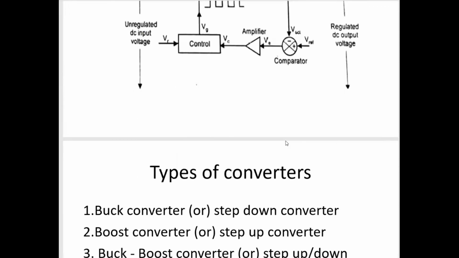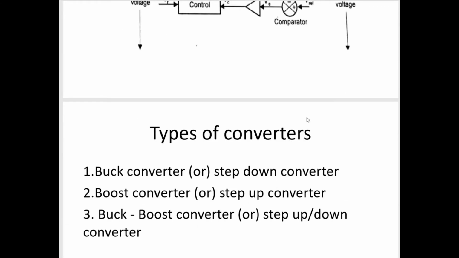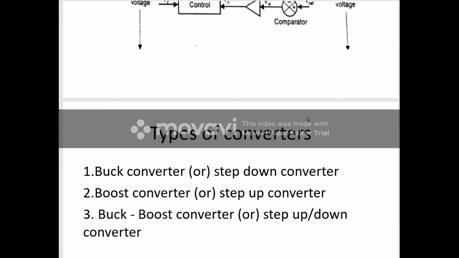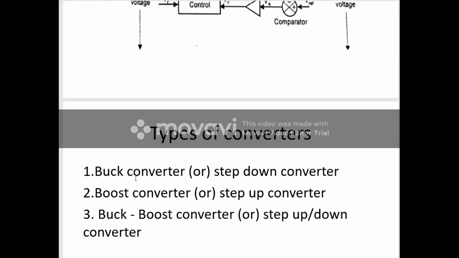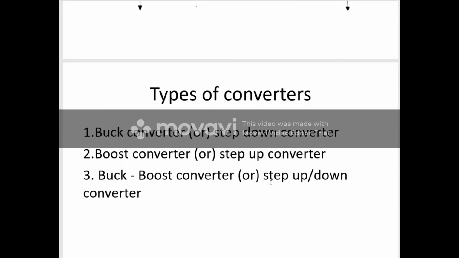So what is a DC to DC converter? It converts one type of DC into another type of DC. That is, the output of the DC converter may be either greater than the input DC voltage, or less than the DC input voltage. If greater, it is said to be the step up converter. If the output voltage is less than the input voltage, it is said to be the step down converter, that is buck converter. Same circuit, it will work as both step up and down.